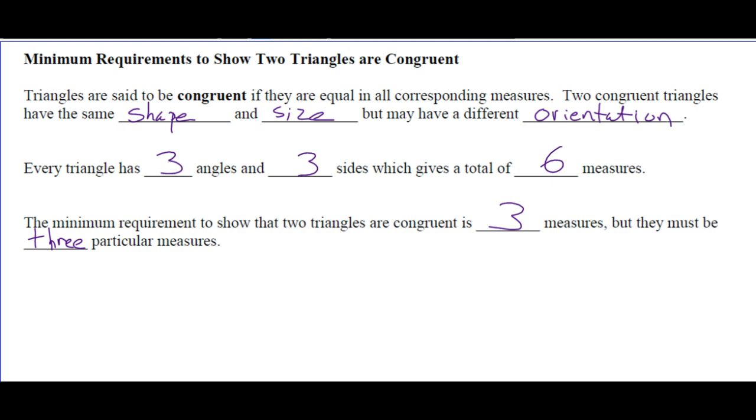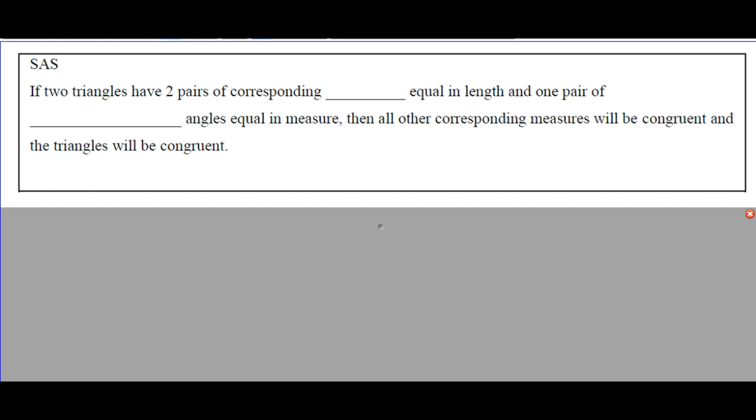Okay, so next page. Side angle side, SAS. If two triangles have two pairs of corresponding sides equal in length.